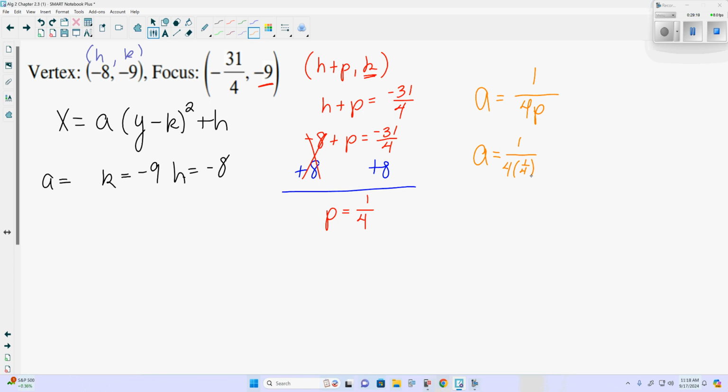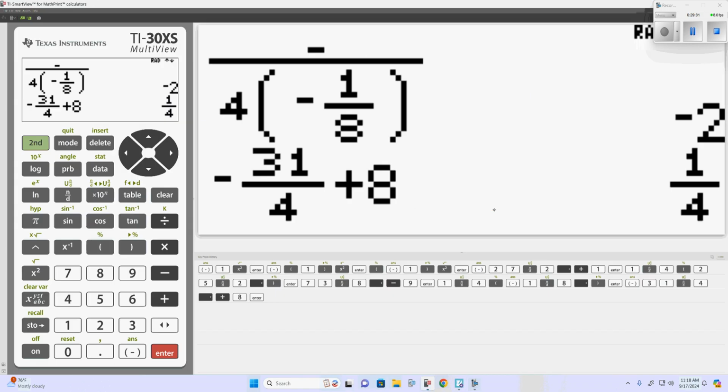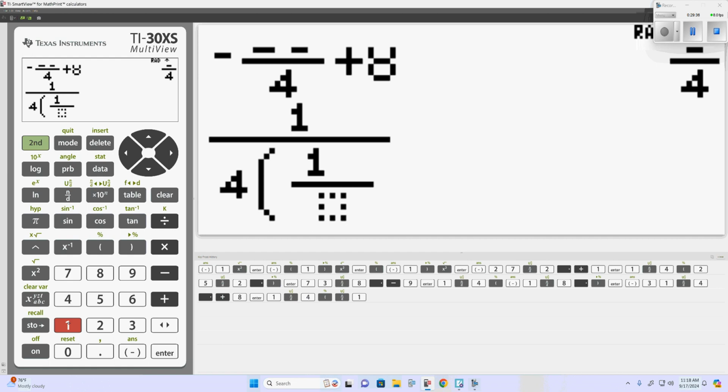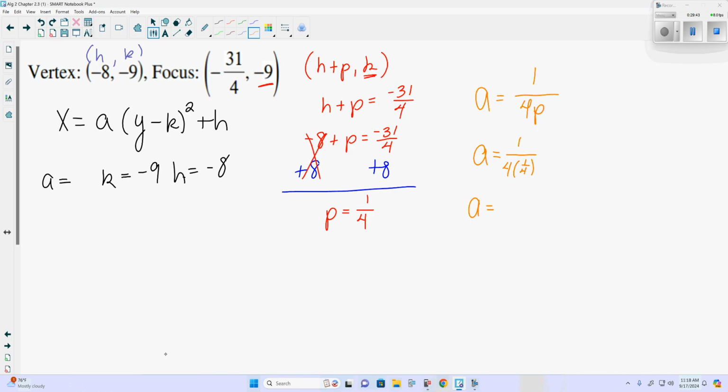Questions on this here before we find a? So to find a, we're just going to plug 1/4 into our 1/4p. This here we can say 1/4 times 1/4, which turns out to be 1. Questions on a, h, k? Well, really a, h, p, k.